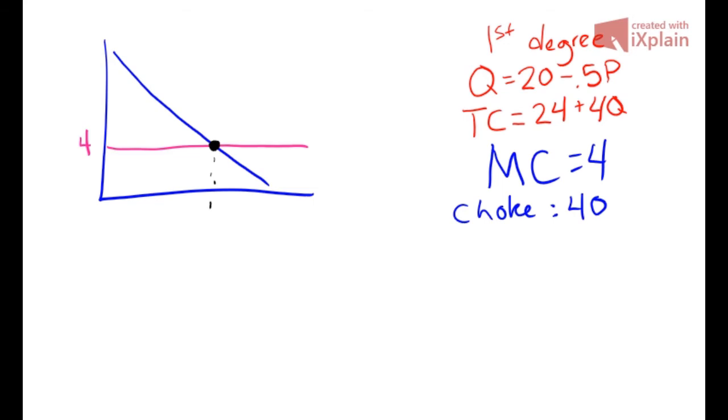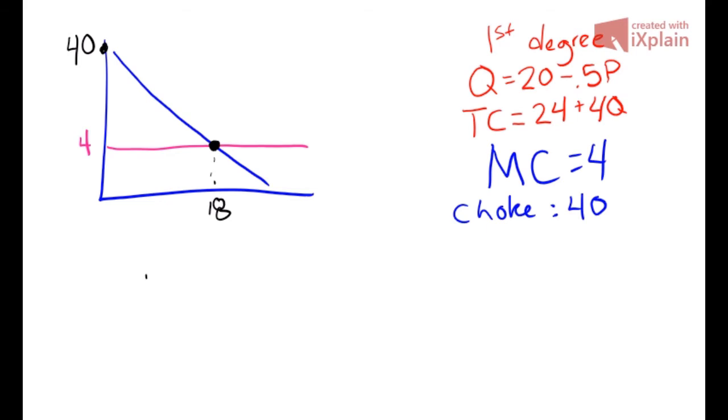So now we have 18 is here. And then we also know that this demand choke price where this intersects is 40. So now we have quite a bit of information to go with, because now we can calculate a number of different things, including a triangle formed by these 3 points.